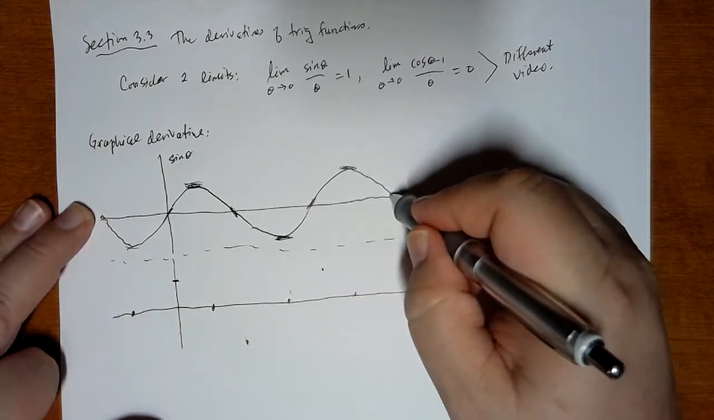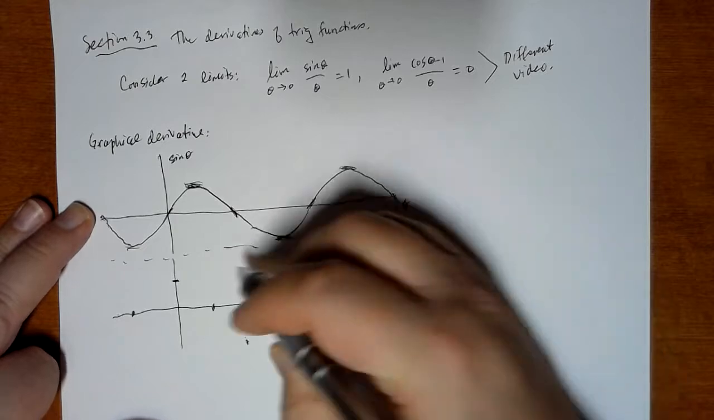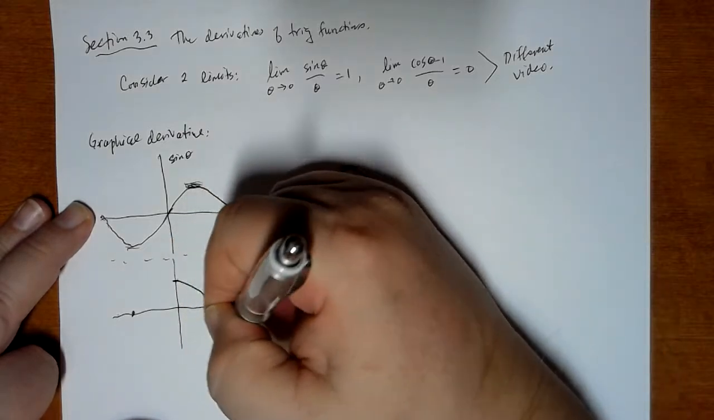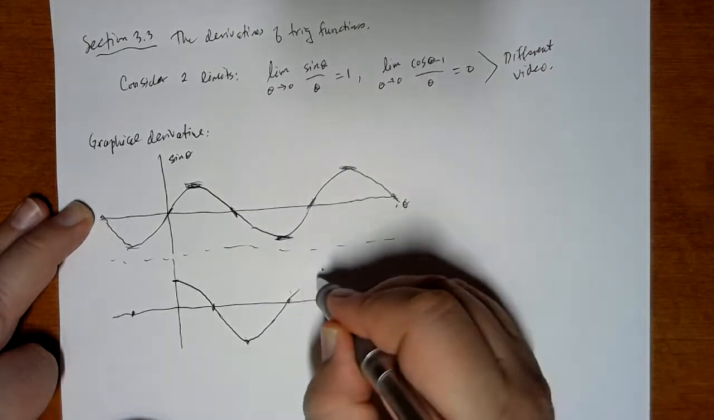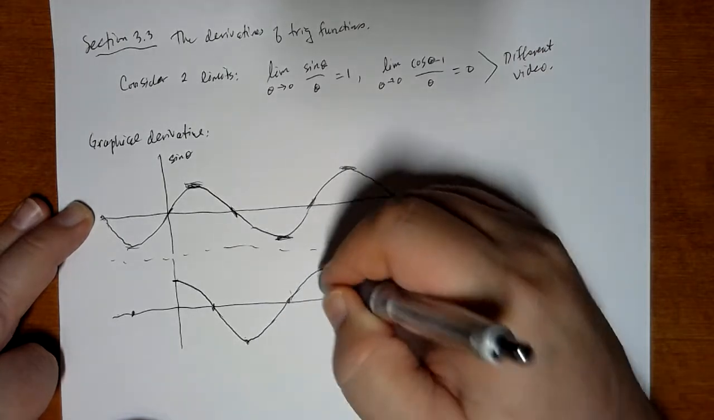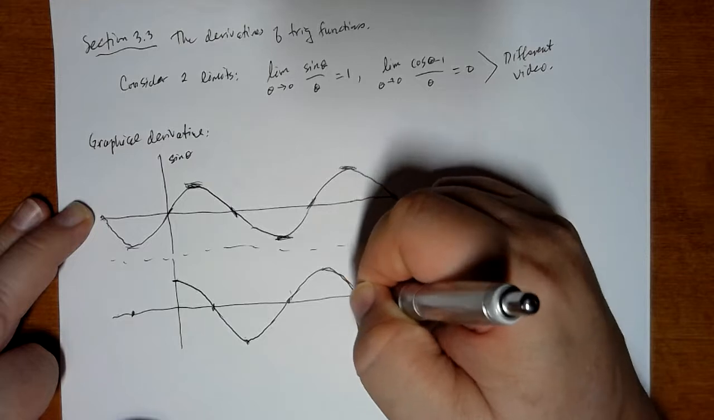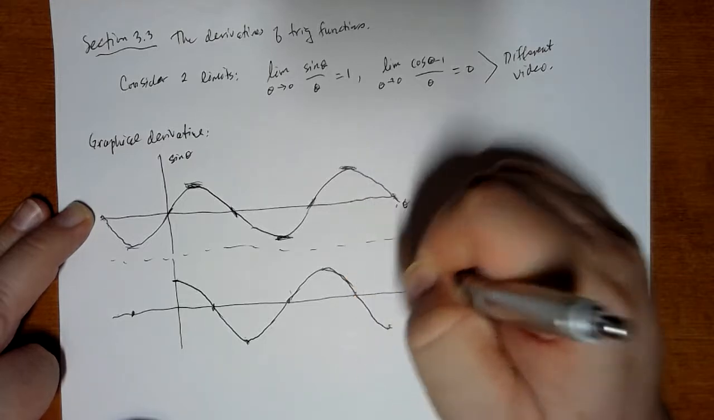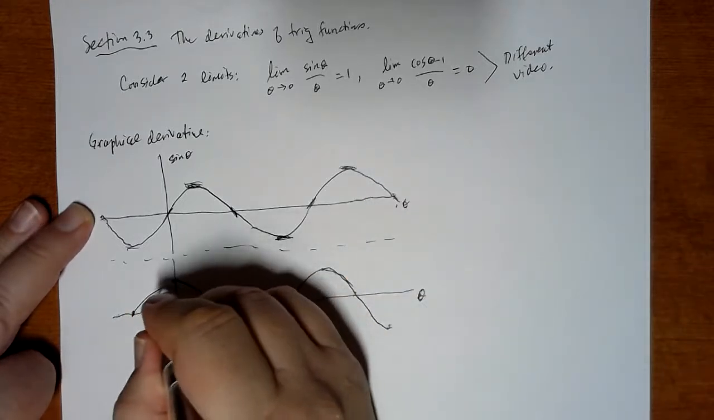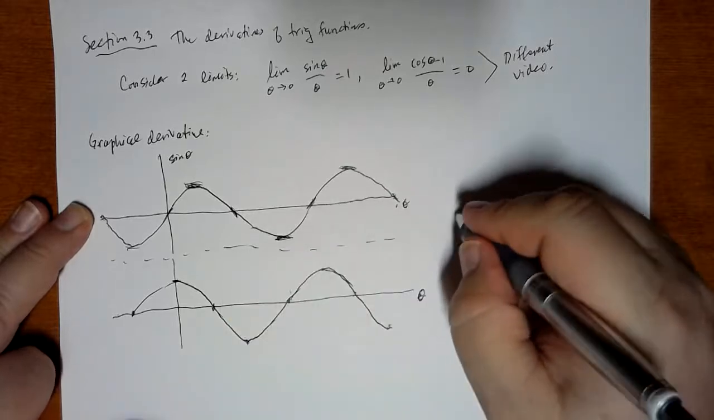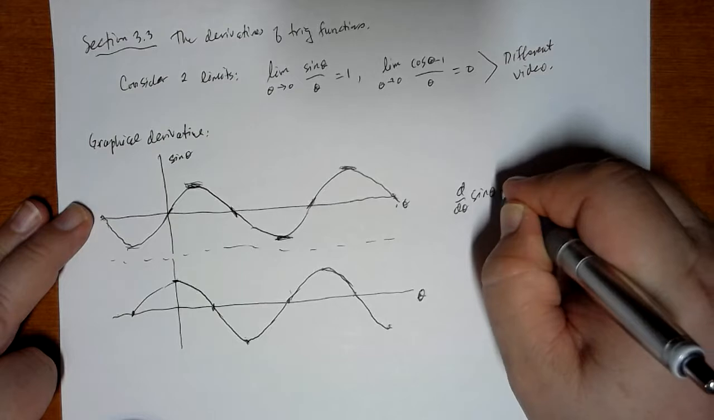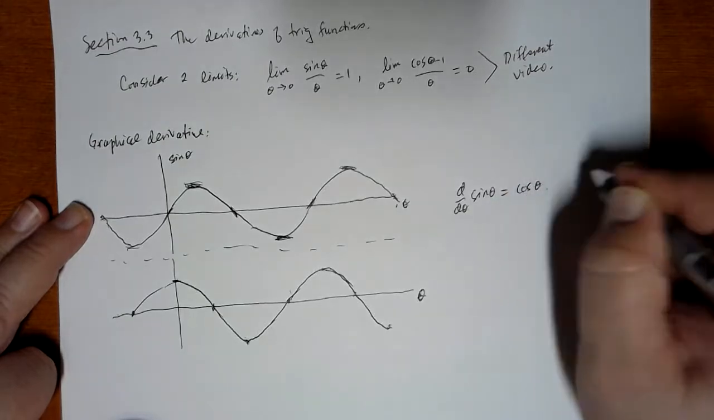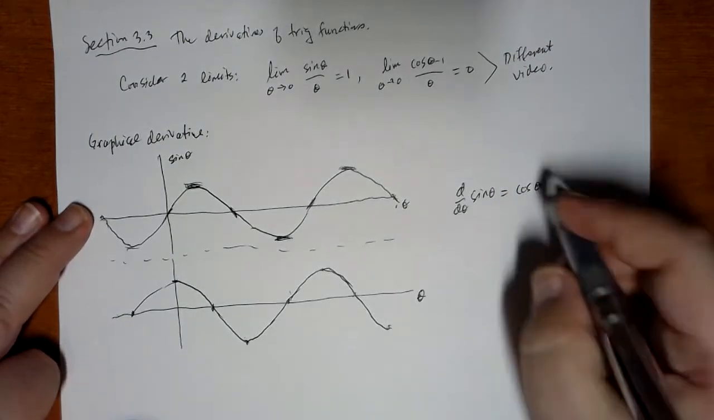Okay, you're getting the idea. -1 down here. And you're seeing the curve here. What's the curve looking like? Do you recognize that curve? If you've had calculus before, don't ruin the surprise. Okay. This is the cosine of theta. So the derivative of the sine of theta is equal to cosine theta. Good. All right.